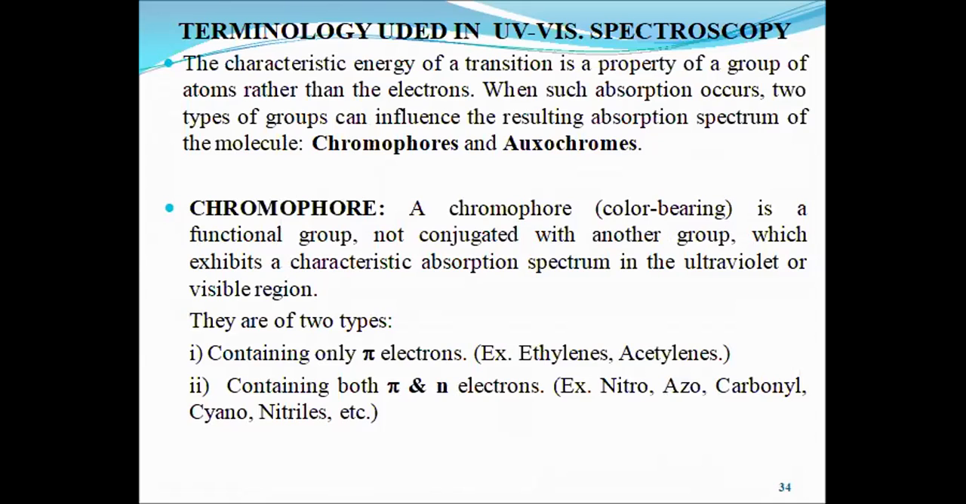Second type is chromophores which contain both pi and n electrons, and they undergo two types of transitions, pi to pi star and n to pi star. For example, carbonyl C double bond O, nitrile C triple bond N, azo, nitro, etc.